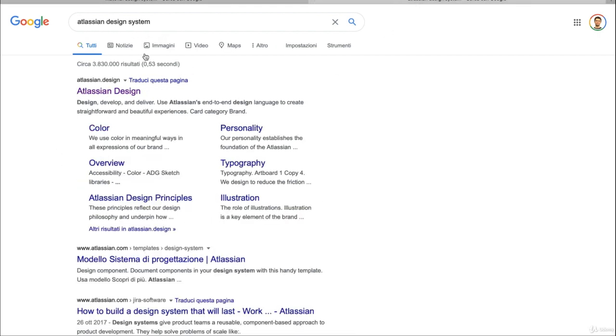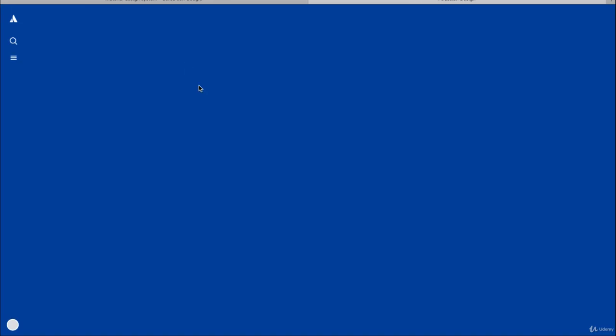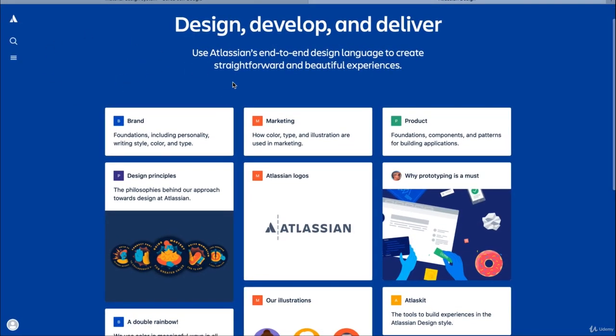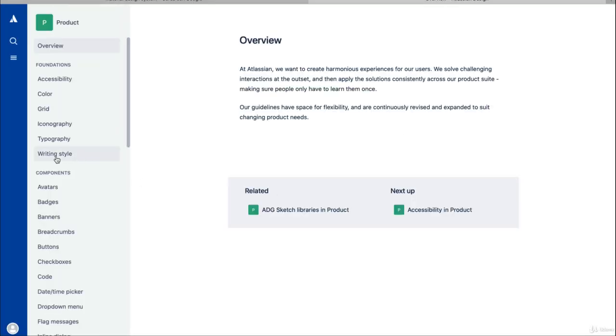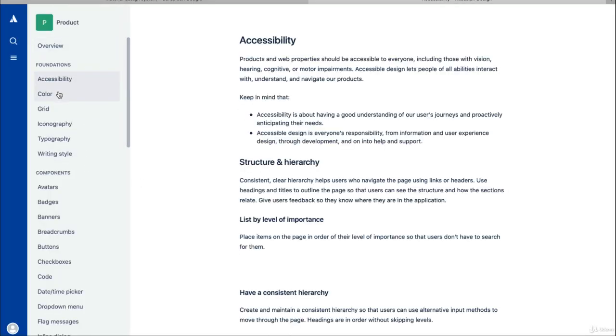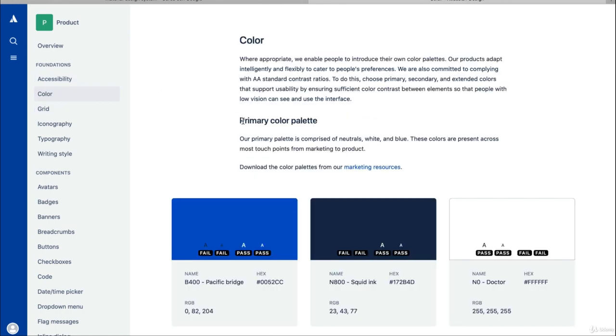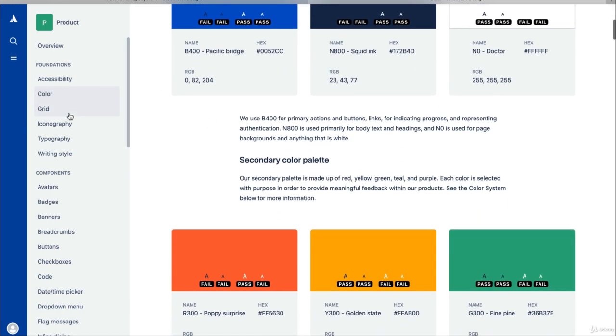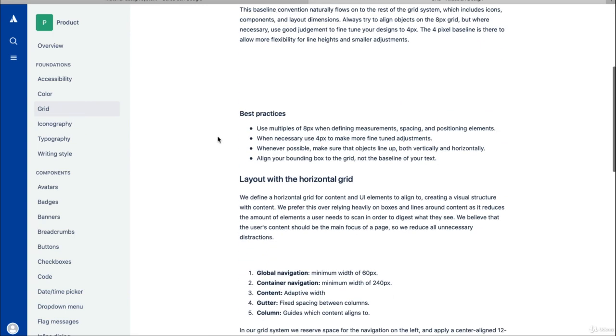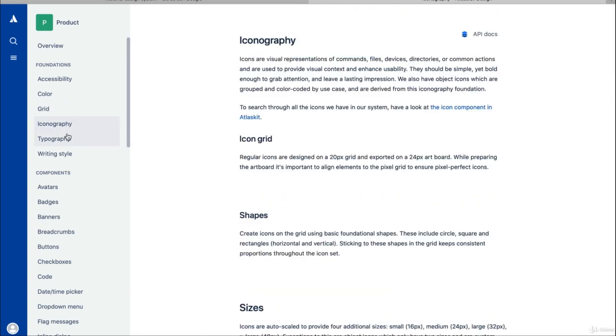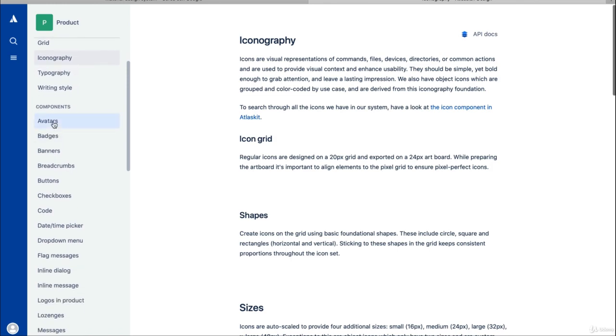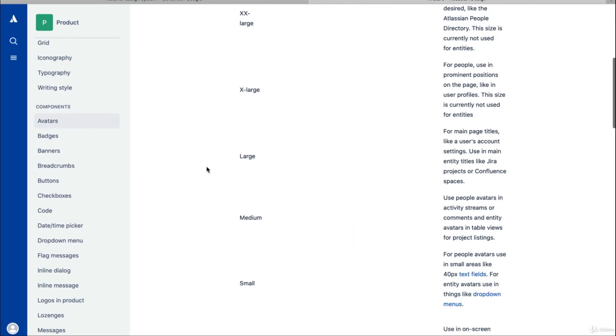And now let's move on briefly to the Atlassian design system. So again, I went on Google, I wrote Atlassian design system, and if you click on the very first link, which you're going to find here, and you go under product, you can see that here we're going to have all of the foundations of the product, and they go into very much detail about things like colors, grids, iconography, typography, and much more. And I really want you to have a look at this in detail.